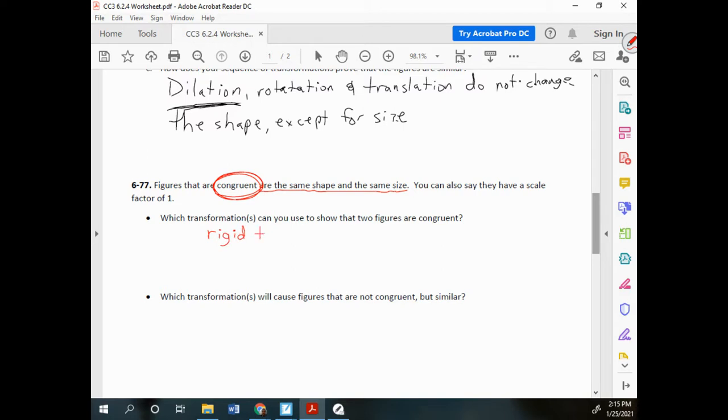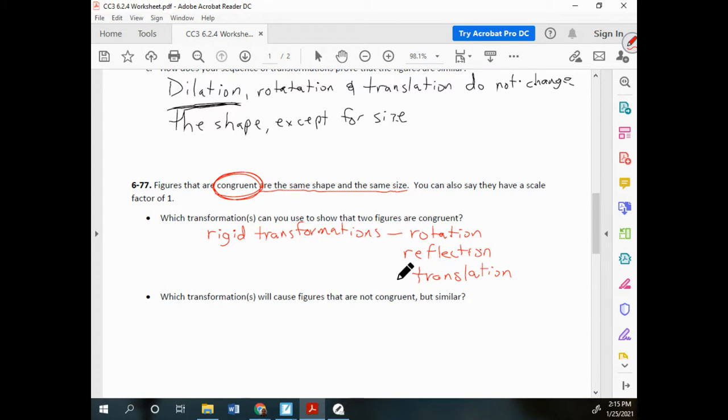Rigid transformations, which are rotation, reflection, and dilation. Nope. Oh, I'm sorry. Whew, I was wrong there. Reflection, rotation, not dilation, and translation. So all three of these are the rigid transformations. If you just do the rigid transformations, the new shape is going to be congruent. They're going to be exactly the same. They're not bigger. They're not smaller. They're not a different shape.